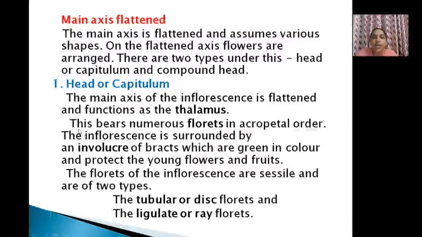So there are two types of flowers in a head: one is the disc floret, another one is the ray floret. What are the two types of flowers in a head? Tubular or disc floret, and ligulate or ray floret. One type of flower is seen at the center of the disc, the other at the periphery of the disc. So we will clearly understand the axis is actually flattened like a thalamus, like this.